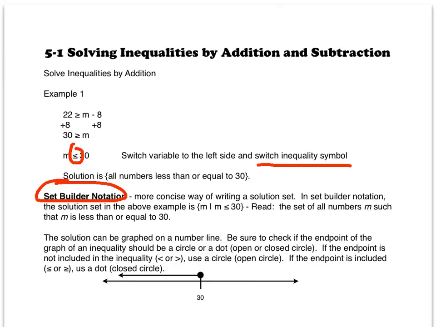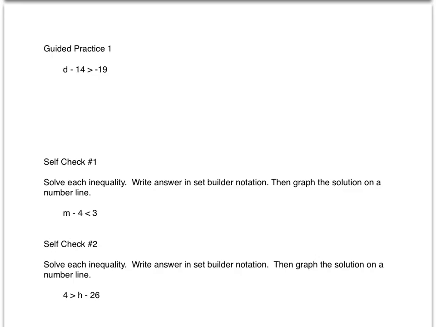If the endpoint is not included in the inequality, meaning that it was less than or greater than, then you're going to use an open circle. If the endpoint is included, in the case of greater than or equal to, less than or equal to, you'll use a closed circle or a dot. So here we would use a closed circle, and all of the numbers to the left of 30 on the number line are less than or equal to 30.